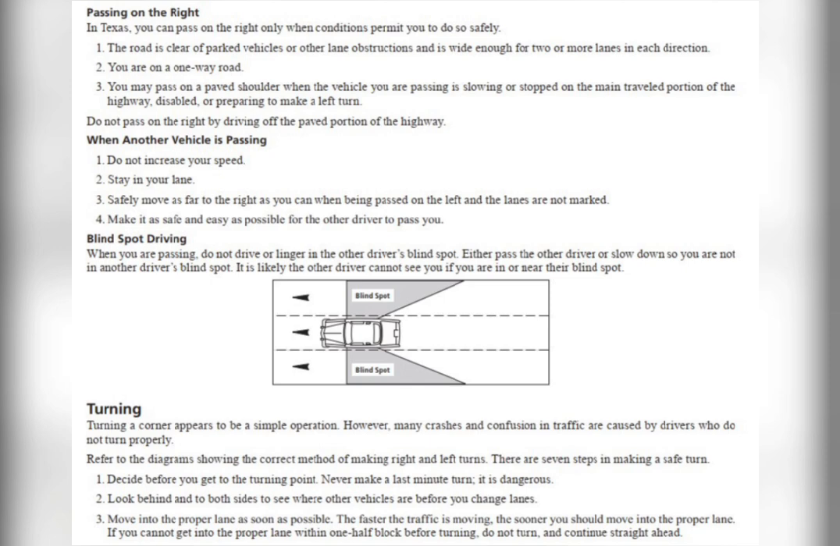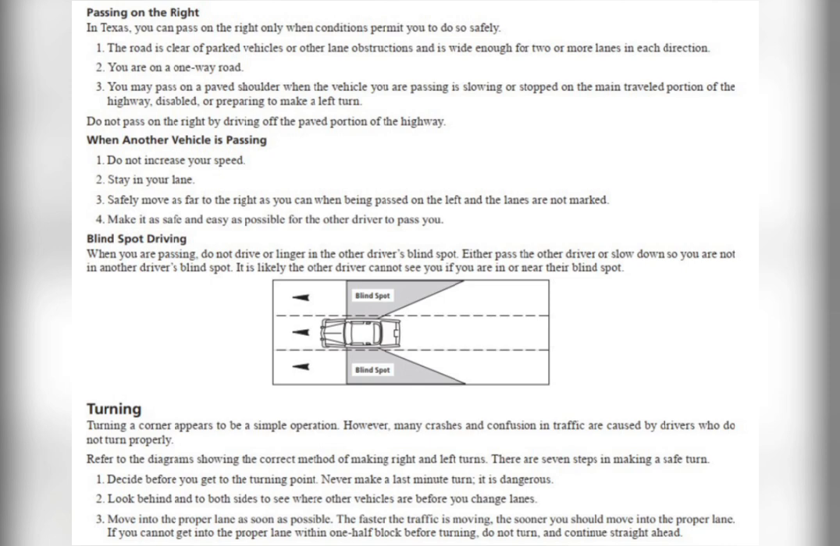Do not pass on the right by driving off the paved portion of the highway. When another vehicle is passing: 1. Do not increase your speed. 2. Stay in your lane. 3. Safely move as far to the right as you can when being passed on the left and the lanes are not marked. 4. Make it as safe and easy as possible for the other driver to pass you.